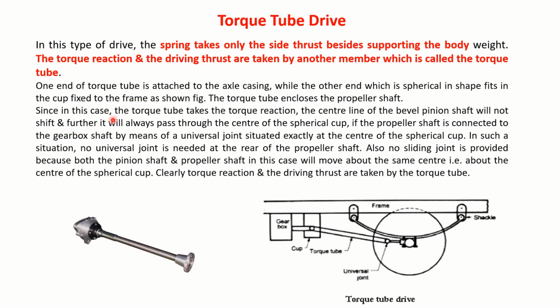Since in this case the torque tube takes the torque reaction, the center line of the bevel pinion shaft will not shift, and it will always pass through the center of the spherical cup. If the propeller shaft is connected to the gearbox shaft by means of a universal joint situated exactly in the center of the spherical cup, then no universal joint is needed at the rear of the propeller shaft. Here there is a universal joint, here there is no universal joint. In the other Hotchkiss drive, you will find two universal joints.